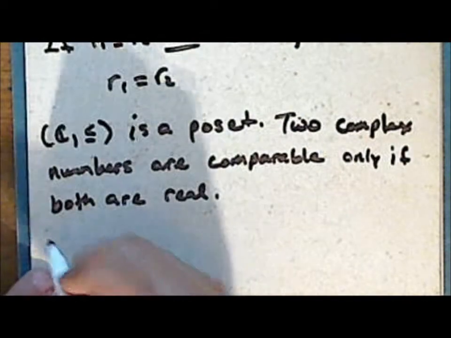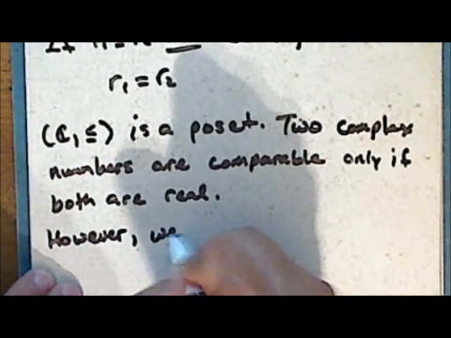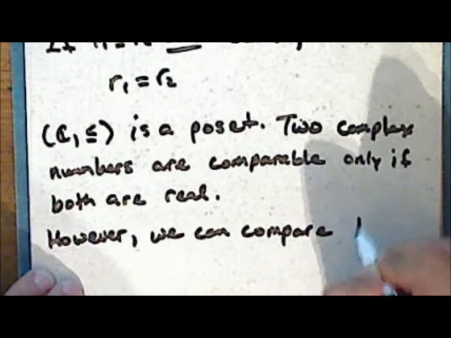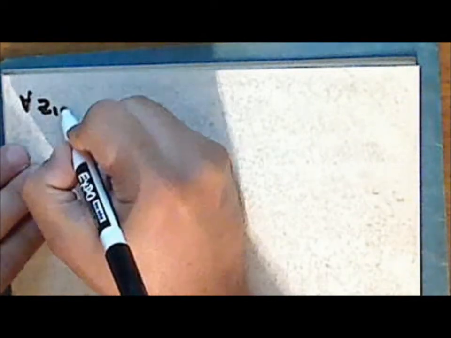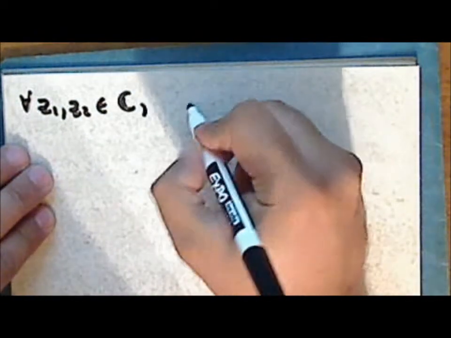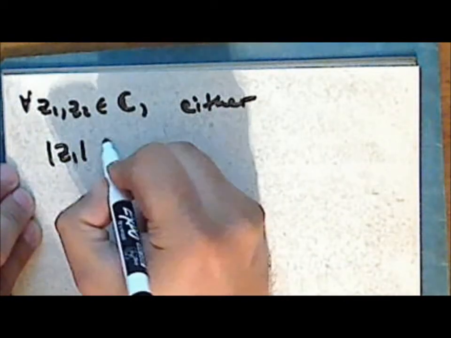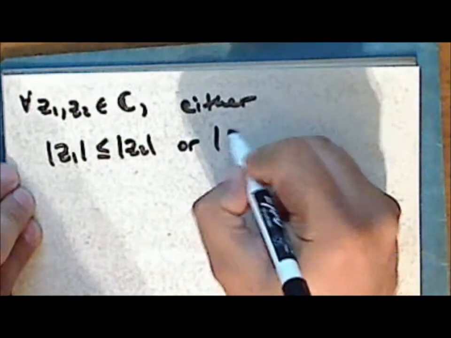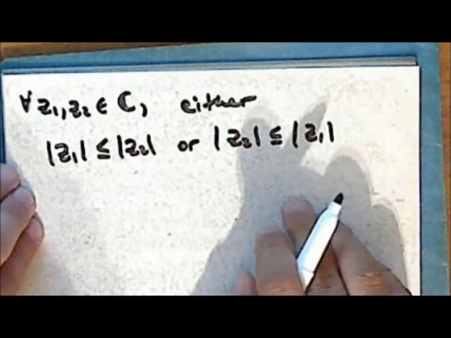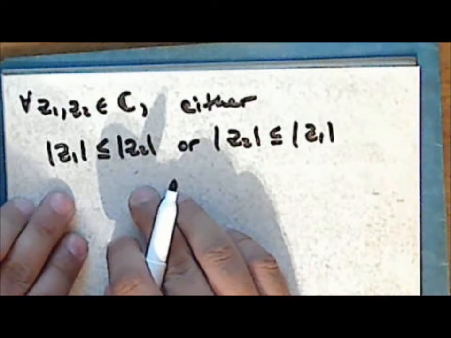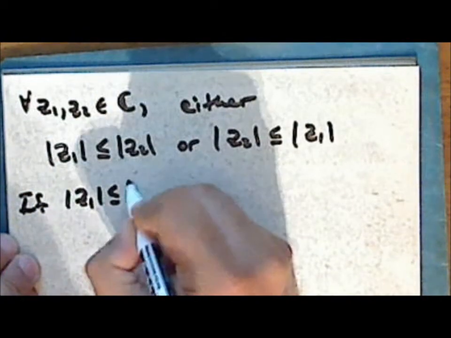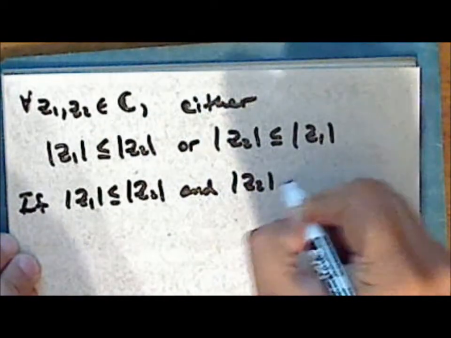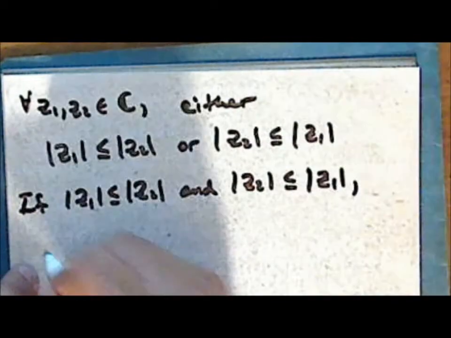However, we can compare the moduli. So, for every pair of complex numbers, z1 and z2, either the modulus of z sub 1 is less than or equal to the modulus of z sub 2, or the modulus of z sub 2 is less than or equal to the modulus of z sub 1. So, for each pair of complex numbers, their moduli are comparable. And if both the modulus of z sub 1 is less than or equal to the modulus of z sub 2, and the modulus of z sub 2 is less than or equal to the modulus of z sub 1, then the two moduli are equal.